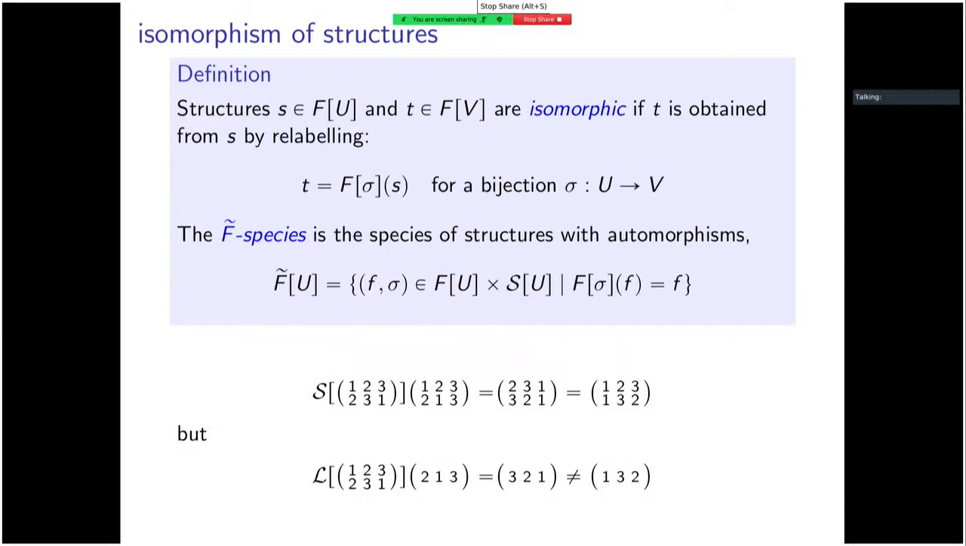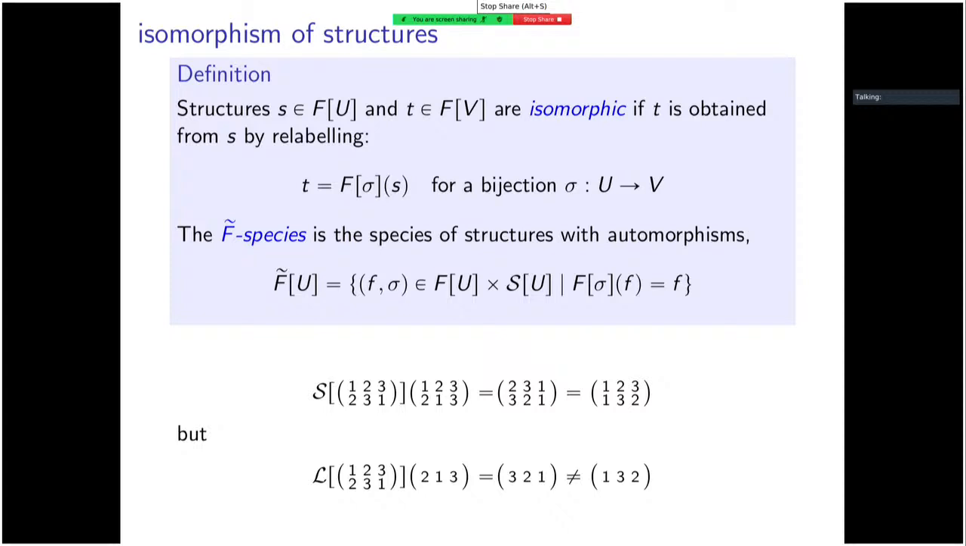And if I have a new mathematical structure, I may also want to say when two things are the same. This is actually something useful. We say two structures are in the same species. So F is my species. Two structures S and T are isomorphic if they are obtained from each other by relabeling. And here you see why the species of permutations and the species of linear orders are somewhat different.